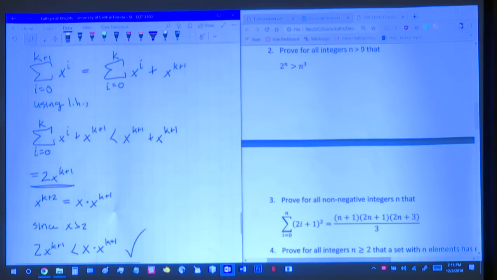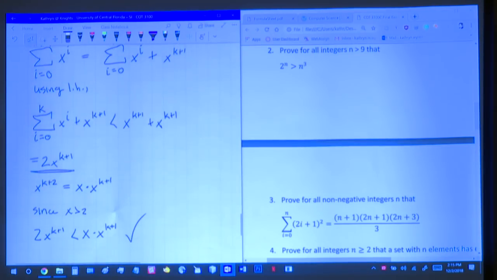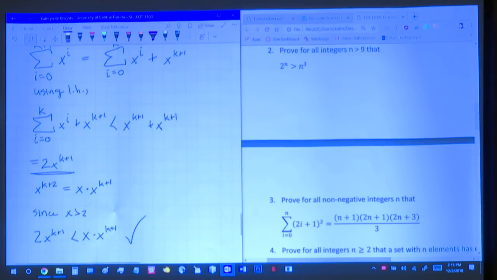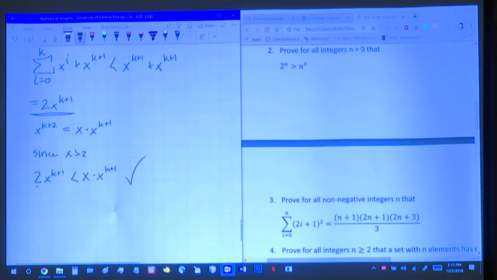Yes, sorry. So in our last statement here, we're saying that x times x to the k plus 1 is greater than x to the k plus 1 times x to the k plus 1. So, this one? Yeah. What is your question?